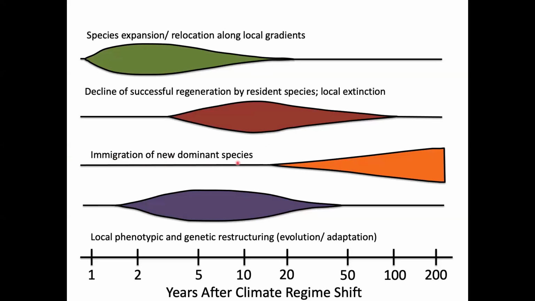Something I won't talk about is the immigration of new dominant species. Through time, we also expect that species that are not present at the site but could be well adapted to the conditions there could immigrate and become established, and perhaps become new dominant species. These might also include invasive species whose range is expanding as the climate changes.